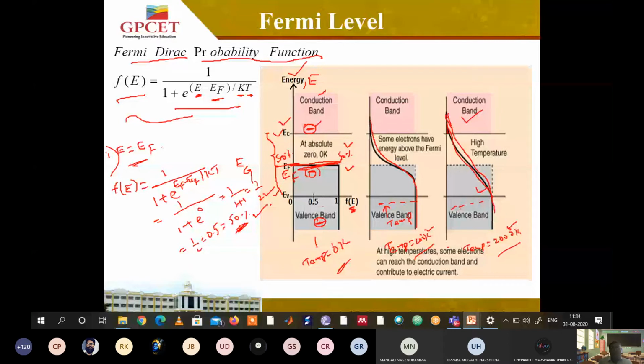Case 2. E is greater than EF or E less than EF. Case 2: E less than EF. What happens if E is less than EF?